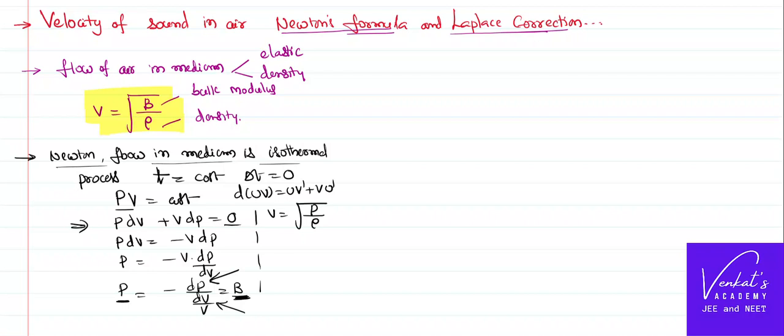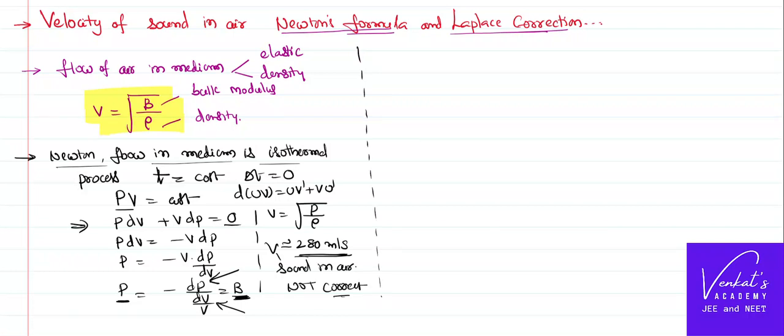If you apply a normal atmospheric pressure, 1.01 into 10 power 5 Pascal as a pressure, and density as the density of the air, we found that value is approximately 280 meter per second. What is that we have found? Velocity of sound in air. But this is not practically correct. Velocity of the sound is more than that. Means what? There is something wrong in the assumption that was made here. That was later corrected by a scientist called Laplace.